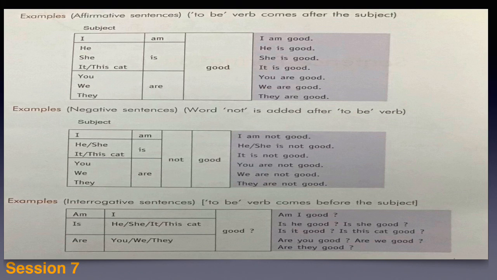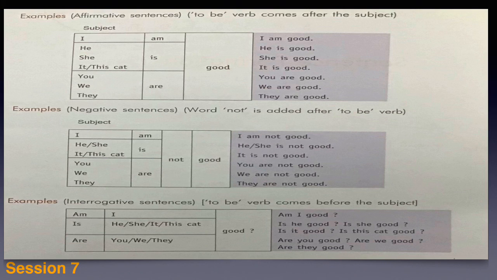He is good. You can see that in the previous one we used am, and now in this one we are using is. Both of them are to be verbs. And completing the sentences, these sentences are affirmative sentences. So the sentences are formed leading with the subject: I am good, he is good, she is good, it is good, you are good, we are good, they are good, right?